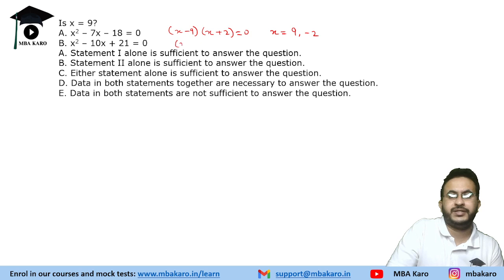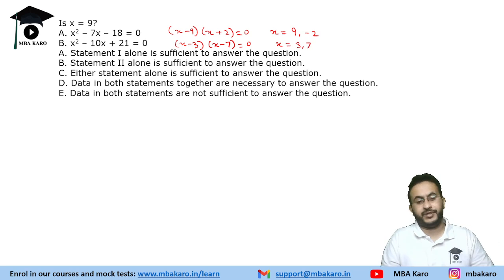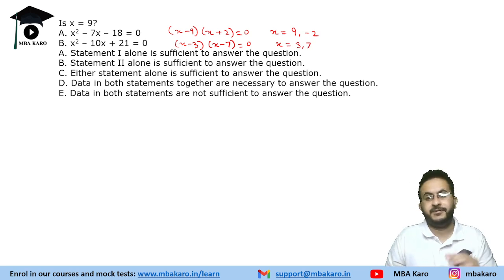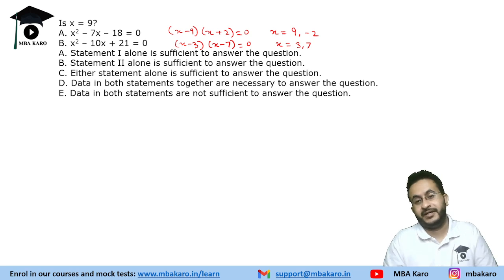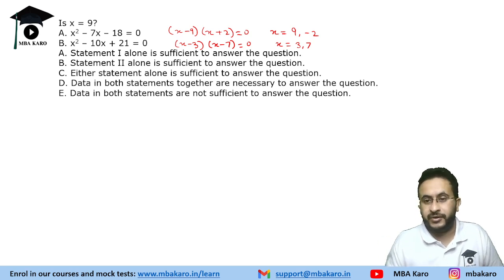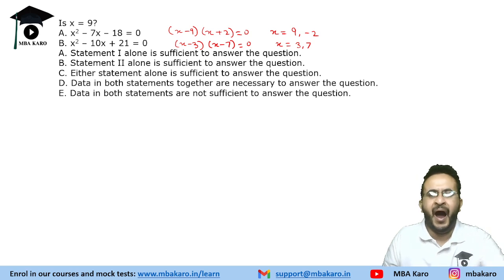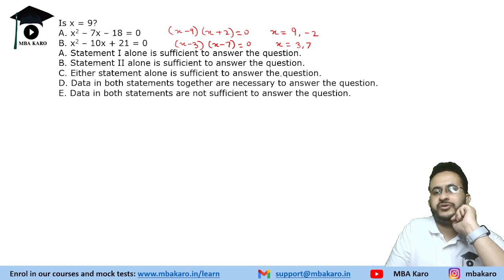And the second equation is (x minus 3)(x minus 7) equal to 0, so x is equal to 3 or 7. Now this is a tricky question. Why tricky? Some people will mark A as the answer. They will say that yes, x is equal to 9. But when you are solving a quadratic equation, you get two values. So the two values that you get are 9 and minus 2.